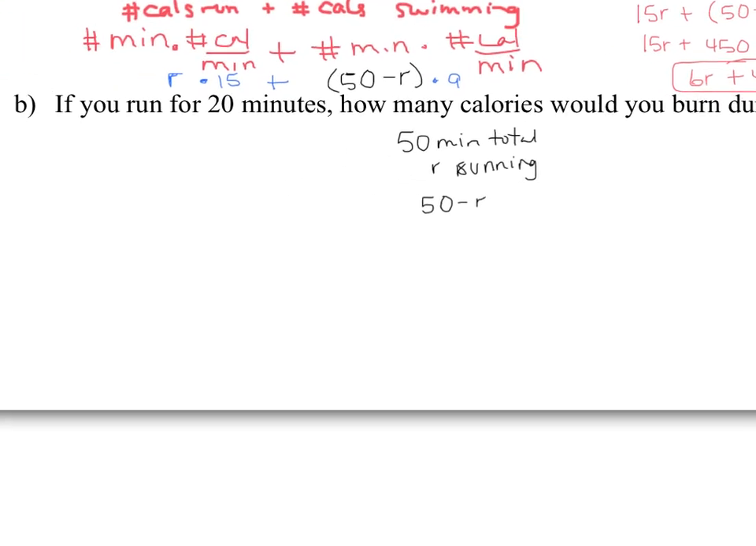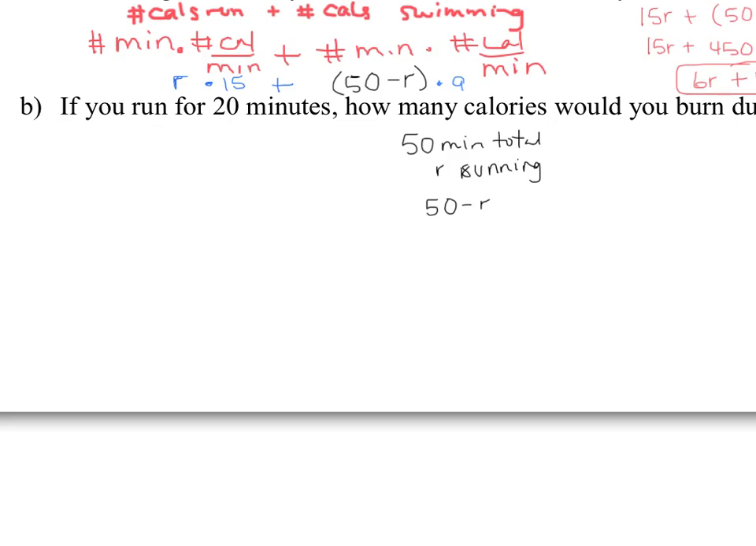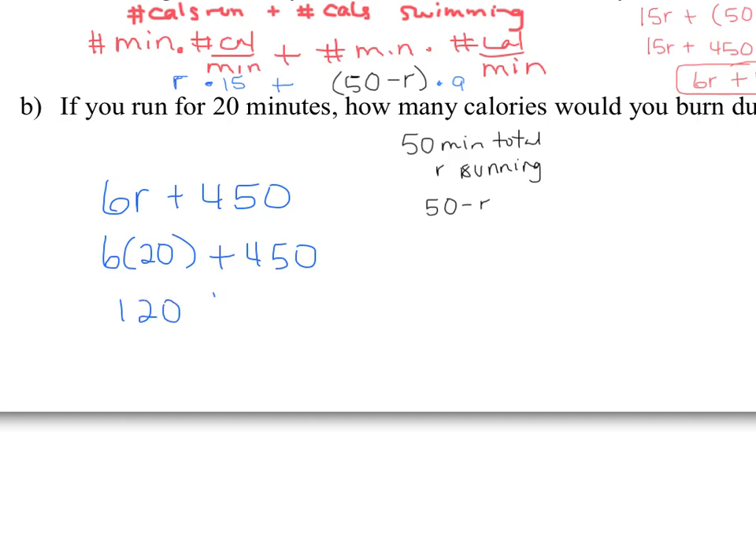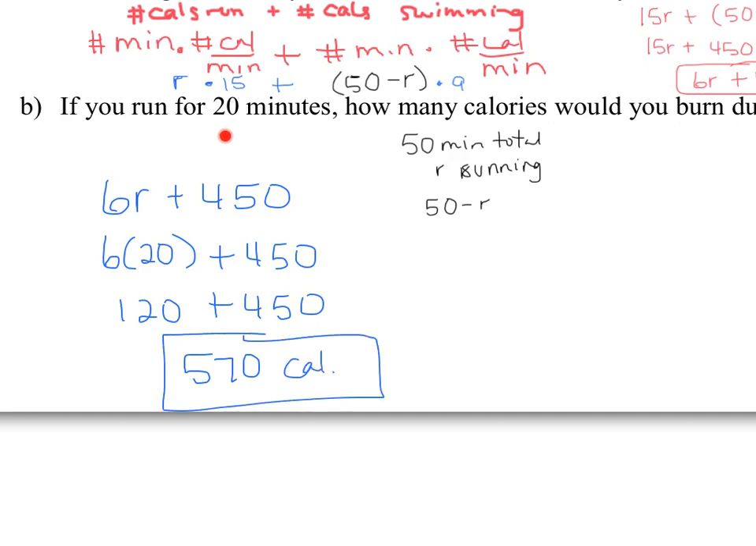So now down here it says, what if you run for 20 minutes? So again, I'm going to use 6r plus 450. And now it tells me how many minutes I'm running. It's 20. So I'm just going to replace r with 20, which gives me 120 plus 450, which is 570. So if you run and swim for 50 minutes total, and 20 minutes are spent running, you should burn a total of 570 calories. I got this answer by plugging into my answer for part A.